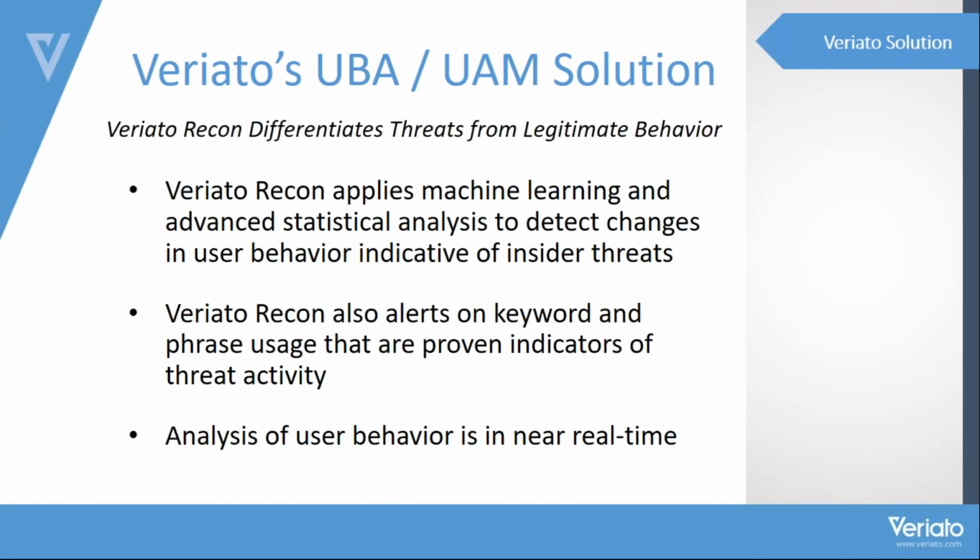So what can we do about that? Recon applies machine learning. Remember I mentioned that earlier when I told you about UBA? They use machine learning and advanced statistical analysis to detect changes in user behavior that are indicative of insider threat. They say, this is something Derek should look at. It also alerts on keywords and phrase usage that are proven indicators of threat activity. Remember I told you about fraud indicators: I'm looking at what people say, what they're doing, what they're putting in emails. Remember I mentioned social media. So now it's taking those and putting them against proven indicators of threat activity, and then analyzing that user behavior.